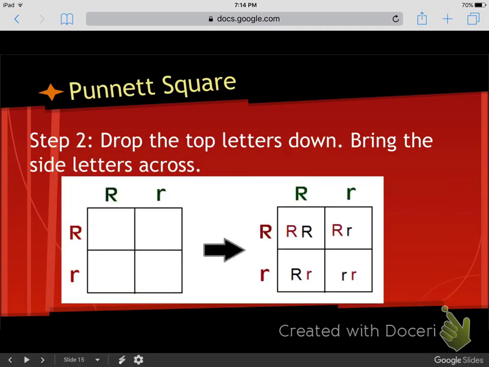Step 2 says you have to drop the top letters down and bring the side letters across. So if we are using big R, little r in both of these situations, whenever you fill it in, you take this big R and drop it down. See how the big R went down? Little r goes down. Big R goes across, so there's that big R, there's that big R. And then little r goes across. There's a little r, there's a little r. Okay, so then that gives us the possible genotypes or allele combinations for their children.